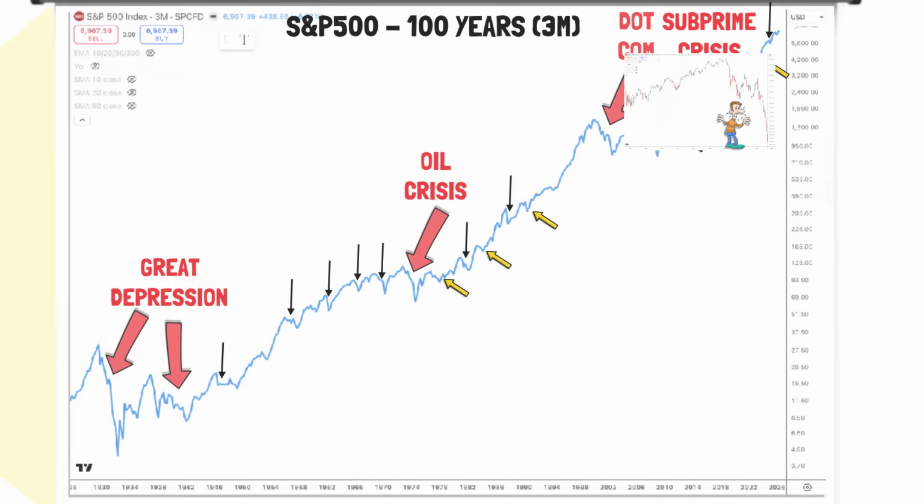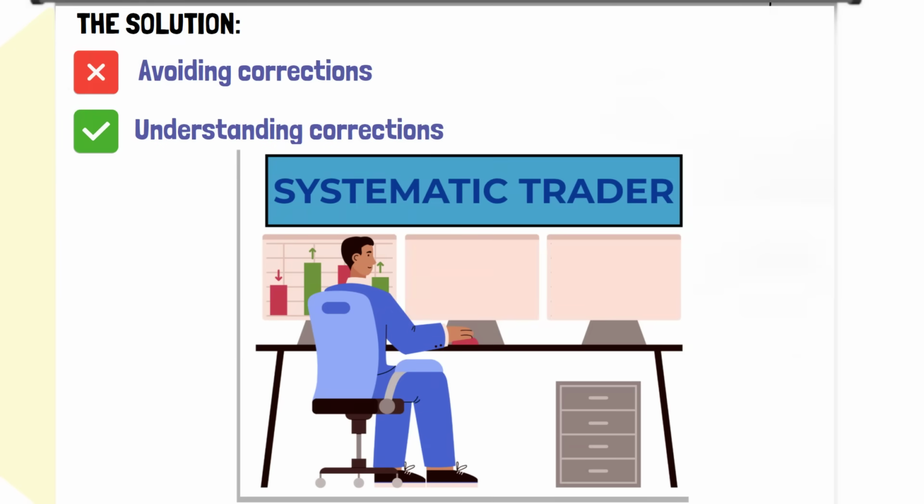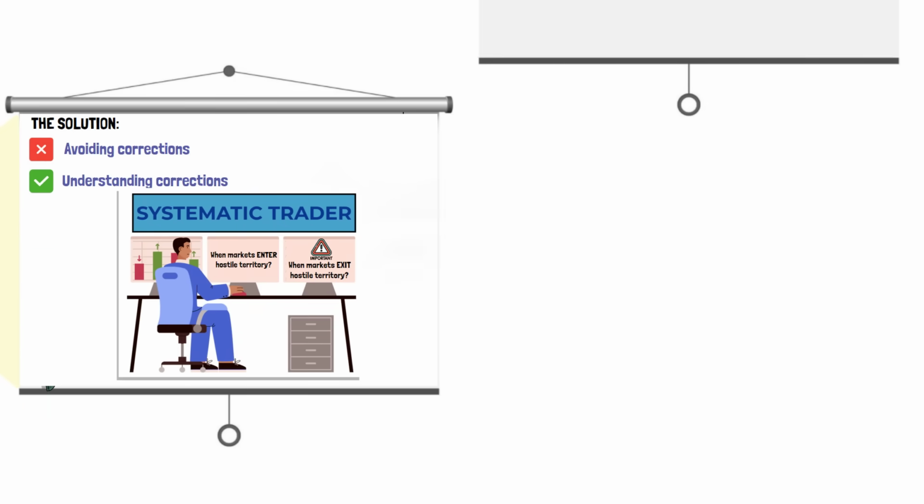As a systematic trader, you can completely avoid this doom by knowing when markets enter hostile territory, and more importantly, when they exit. Today's framework will give you that edge. Before identifying bottoms, you must first recognize when markets enter hostile territory.